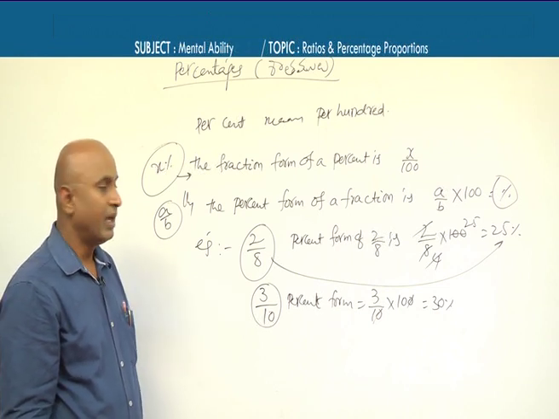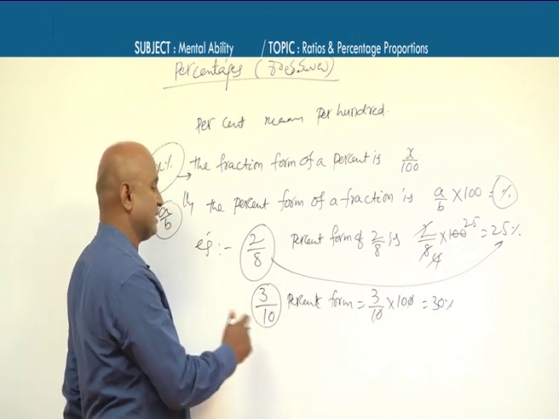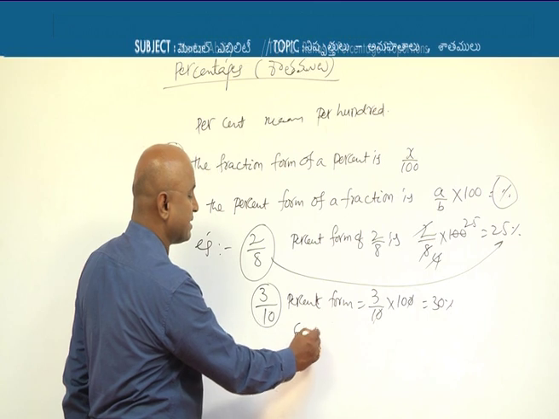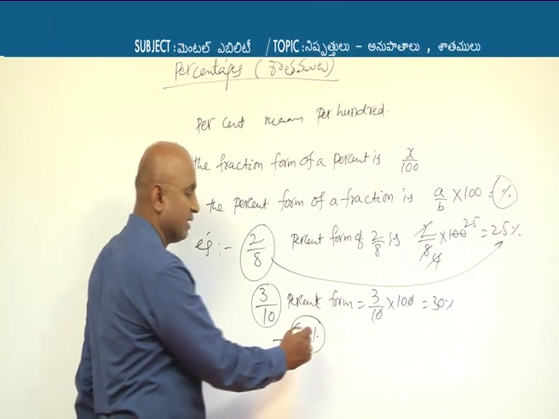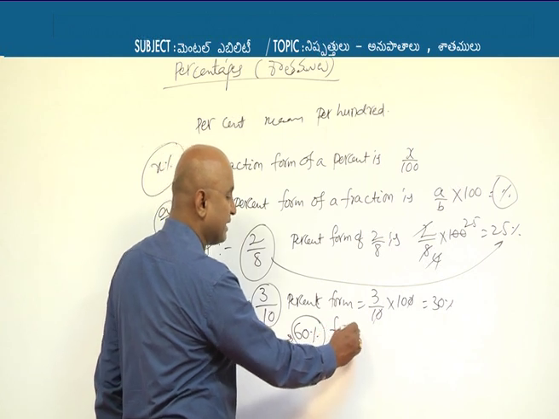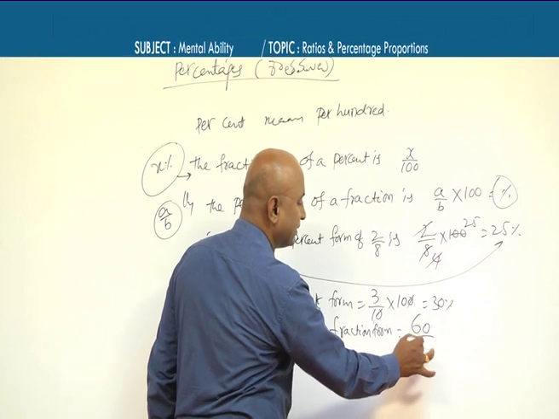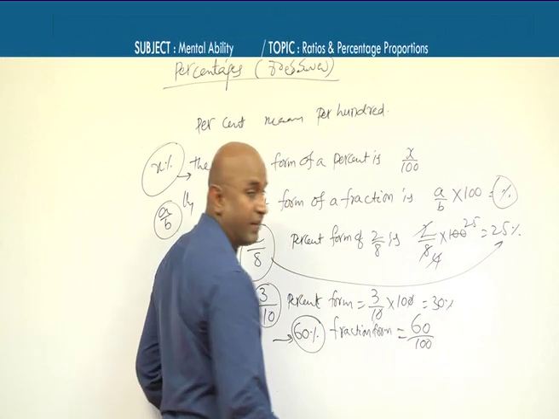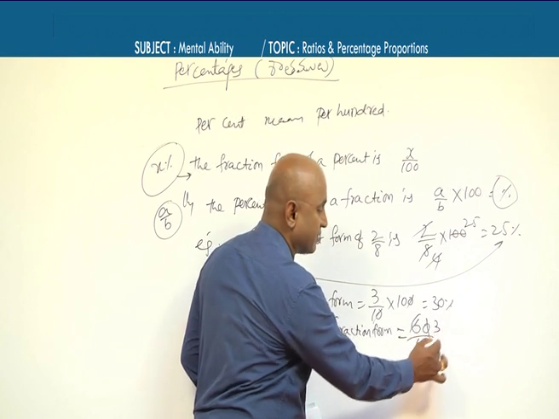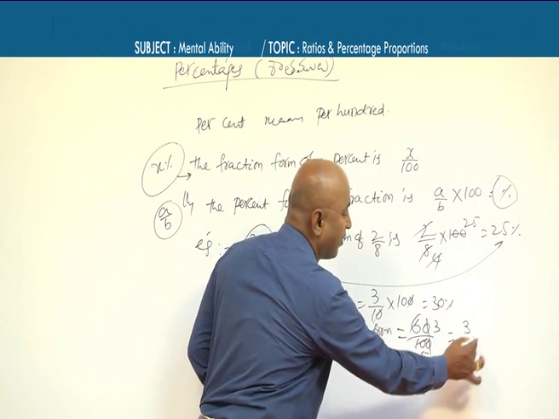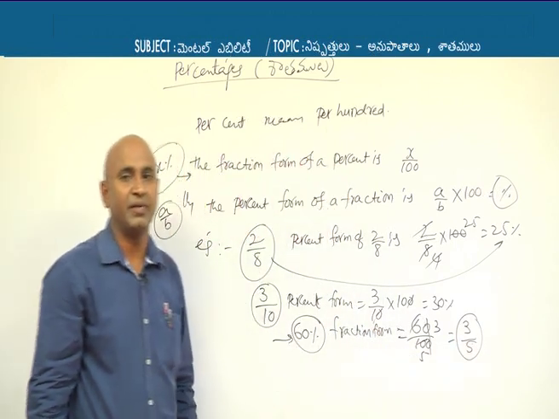Similarly, the fraction form of a percent: suppose 60% is there. What is the fraction form of 60%? Fraction form of 60% is 60/100. Cancelling the zeros, 2 threes are 6, 2 fives are 10. So the fraction form of 60% is equal to 3/5.